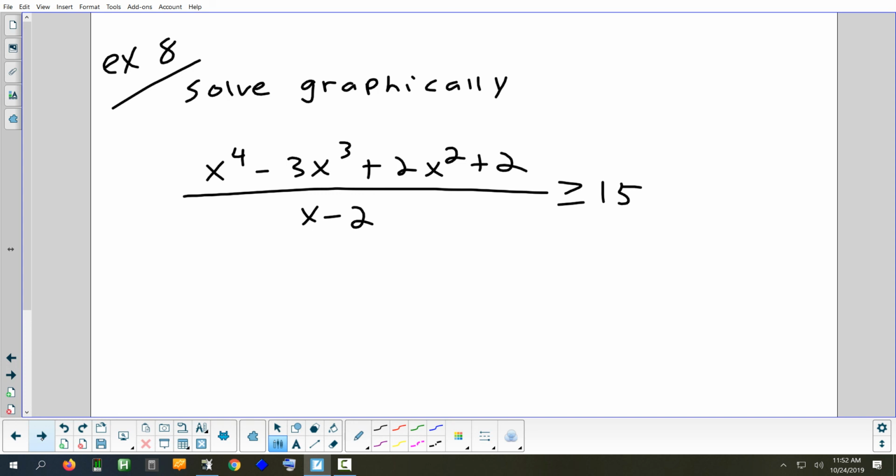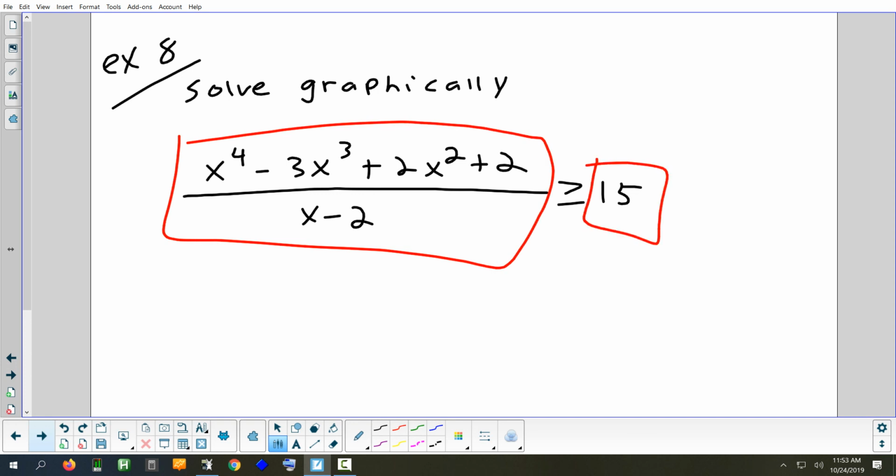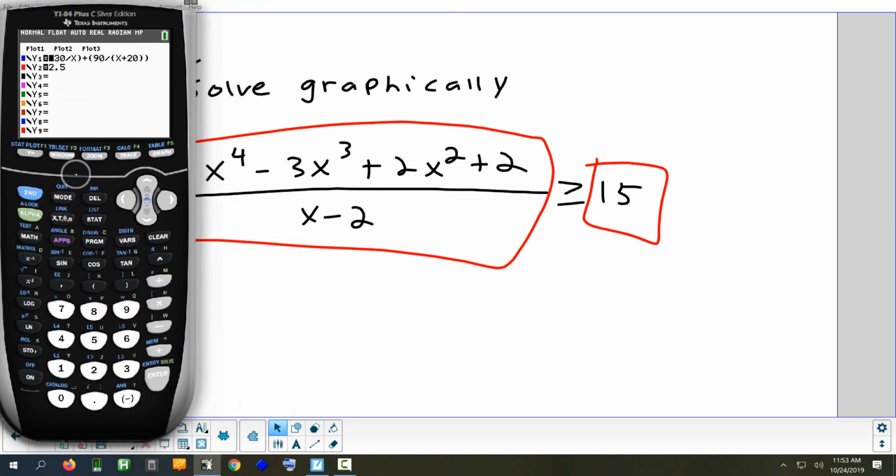Now, we've got two options. We can either leave it like that, or what's the other thing I could do? We do it with quadratics: you could get 0 on one side. So you can either leave it the way it is or move the 15 to the other side. It's going to change whether you're finding roots or intersects. I'm going to leave it the way it is. I'm going to do a y1 and a y2, and I'm going to do intersects. But if you like roots, you could do it that way.